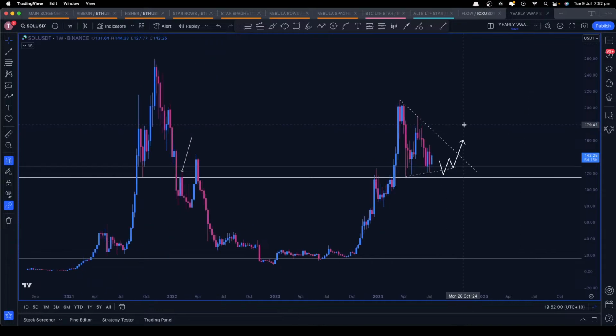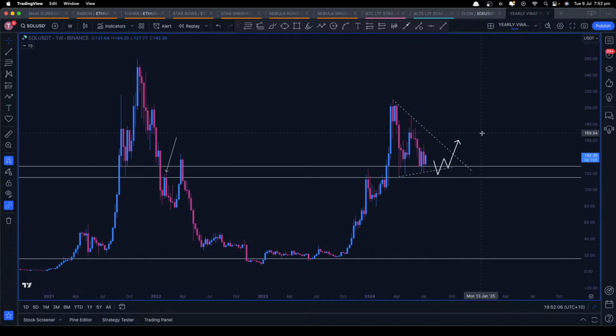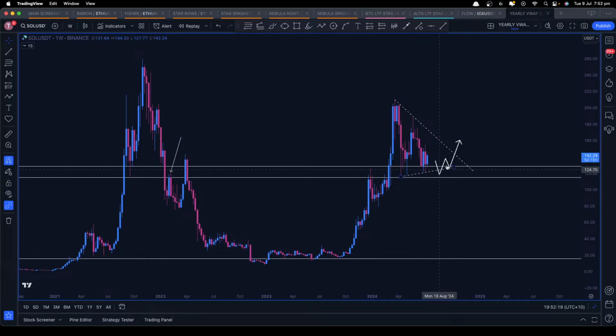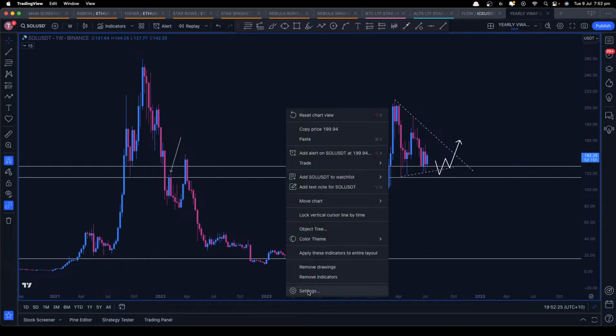You'll get a lot of bears posting here saying that we're going lower. There's nothing bearish about this at the moment. I don't see anything bearish about this chart at the moment. All I'm seeing is a reclaim of a very, very important level on Solana. And it's potentially going to go higher out of it. We don't know yet.